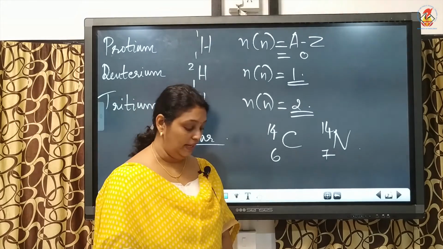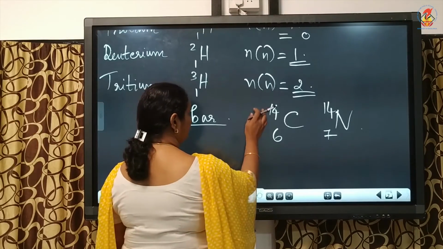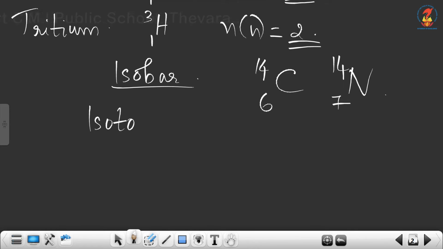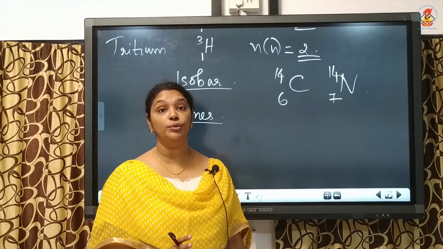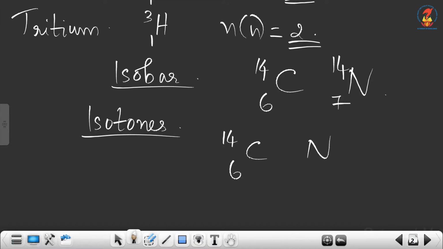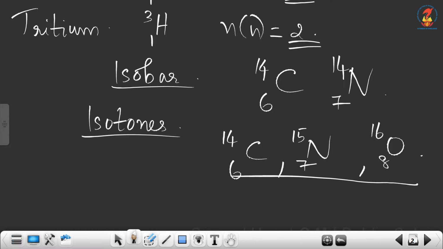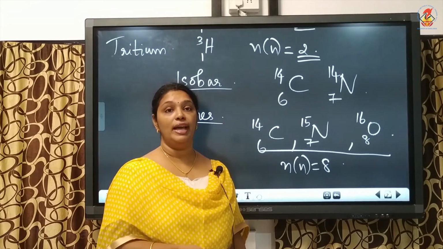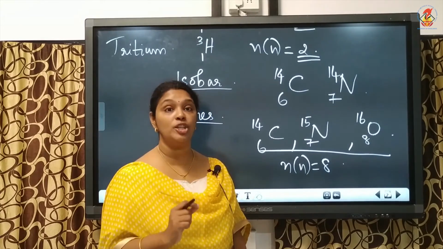Now the next term coming is isotones. Isotones are atoms with the same number of neutrons. Example, carbon 14, 6, nitrogen 15, 7, oxygen 16, 8. If you look at the number of neutrons in these, it is the same. Carbon 14, 6 means 14 minus 6, the number of neutrons is 8. 15 minus 7, 8, and 16 minus 8, 8. So this forms isotones.